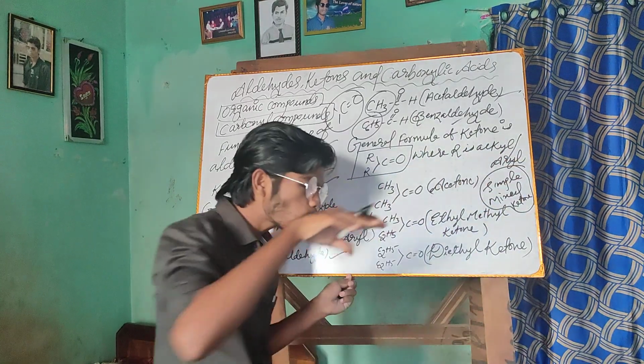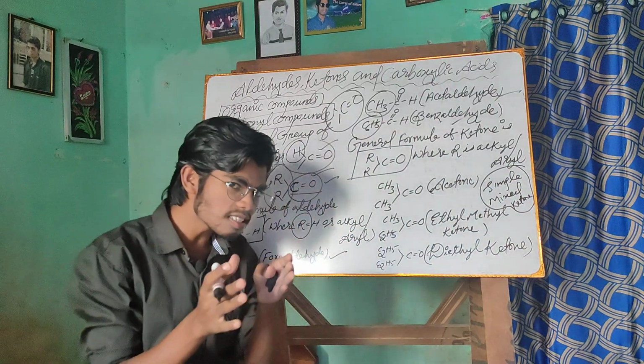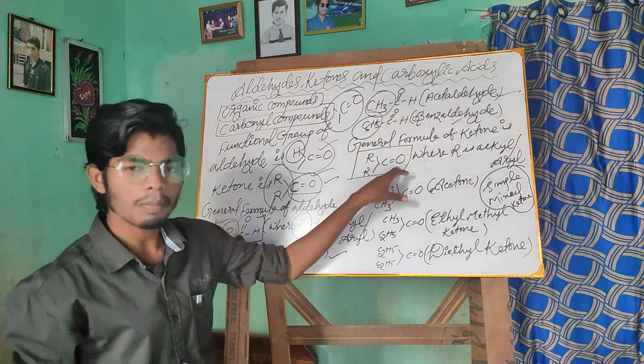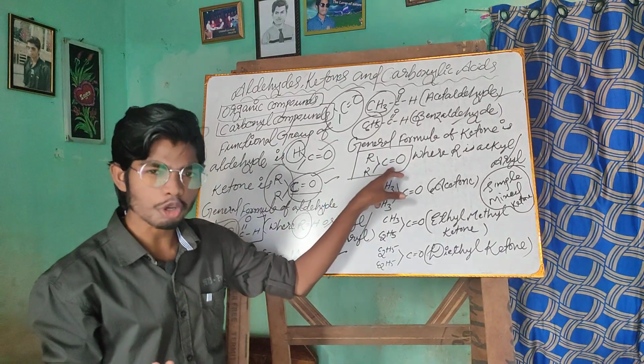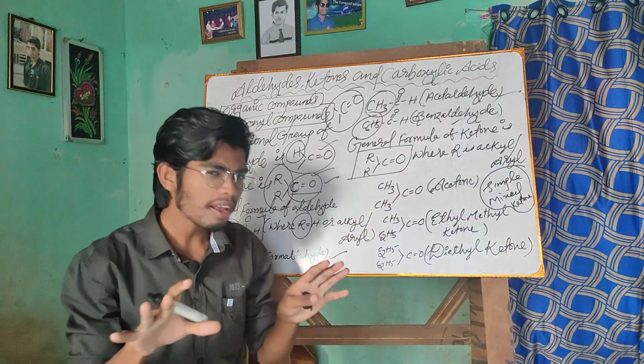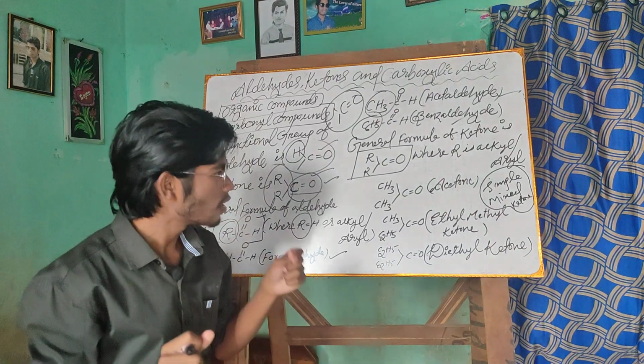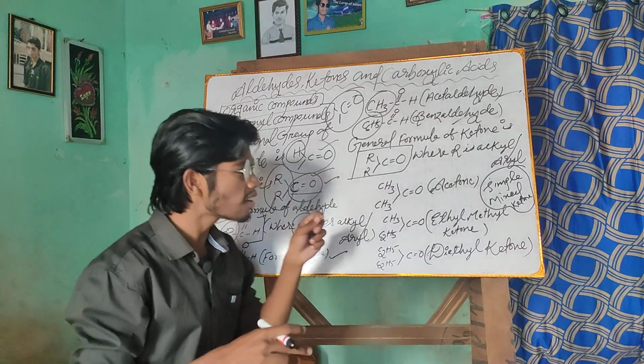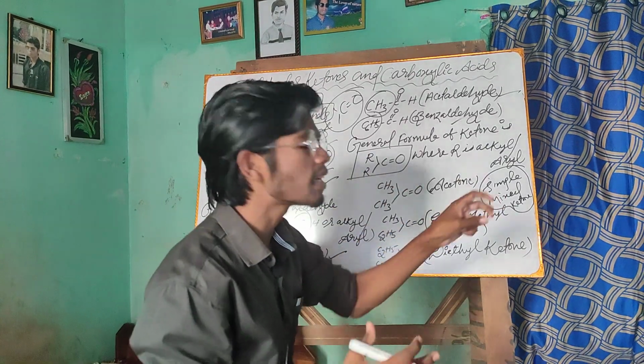So I want to make it clear what we mean by the simple ketone. You know the general formula of a ketone, that is RRC double bond O. This is the general formula of the ketone, where R equals an alkyl group or aryl group. This is okay, right? But this ketone is further classified into two categories. One is the simple ketone and another is the mixed ketone.